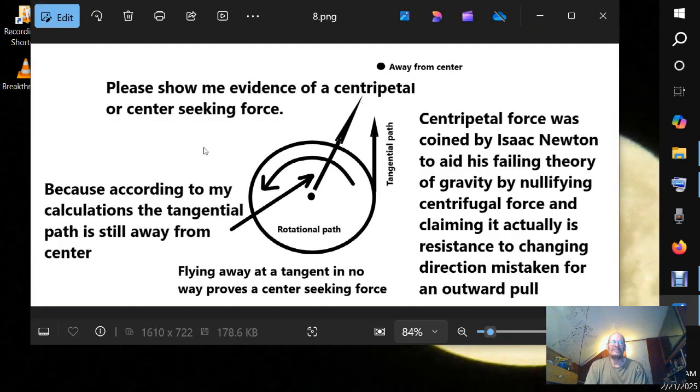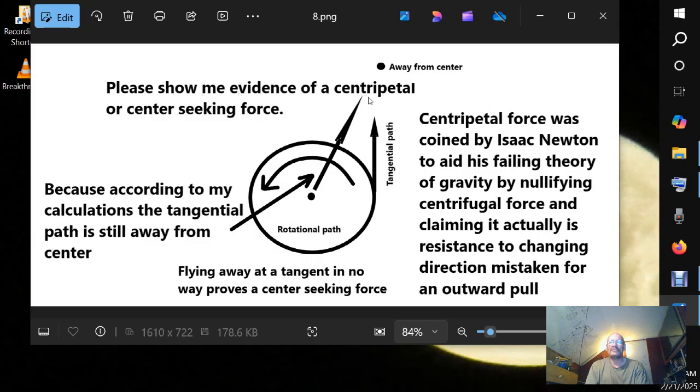Now, here's one too. They say it's because it's on a tangential path. When you release a ball, say you're spinning a ball on a string and you release it, it flies off tangential, showing that it's not trying to stay in the rotation. So if centripetal is a center-seeking force, and we release the tension, which releases the centripetal force acting through the string on a ball, and it flies off tangential, guess what? It still flies outward.